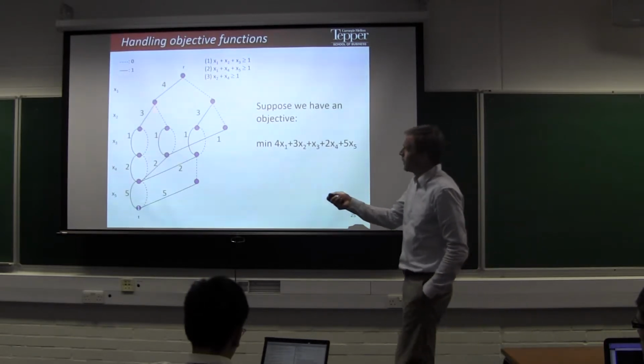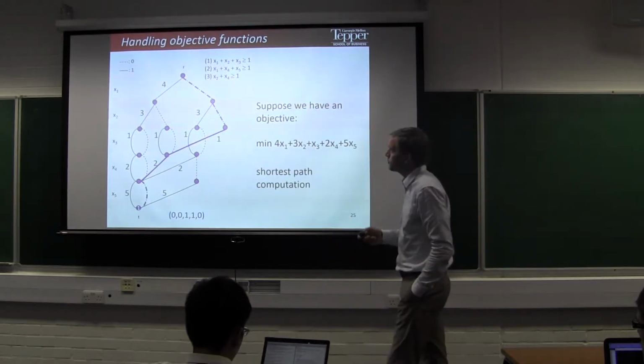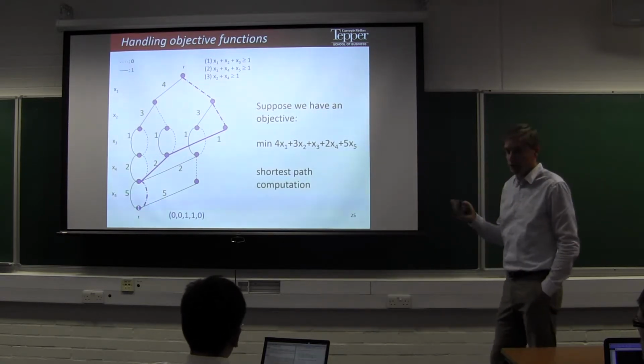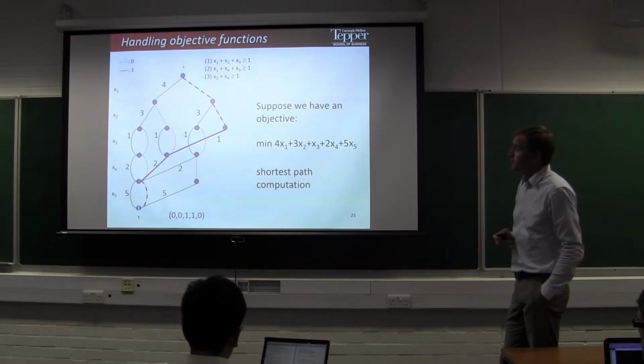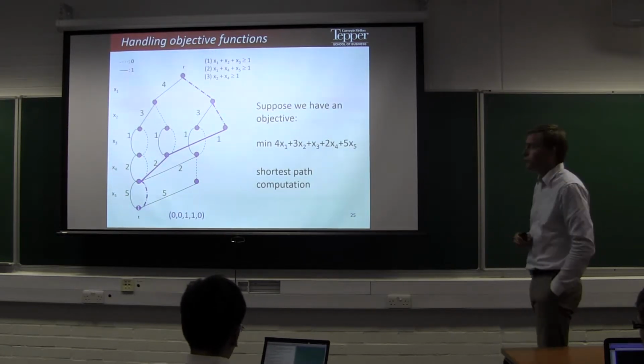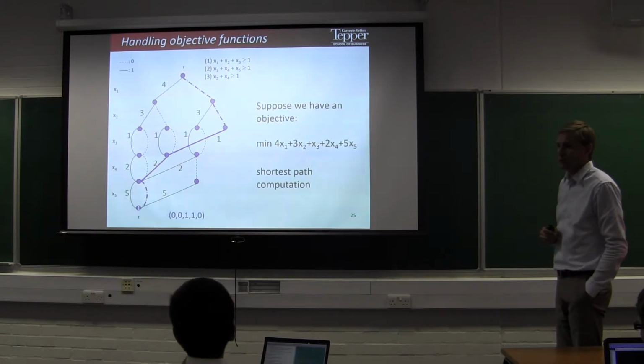So every arc now has a cost, and the shortest path here gives you the optimal solution if the MDD is exact. If the MDD is relaxed, it gives you a lower bound. That was treated in detail in the previous tutorial. Okay.